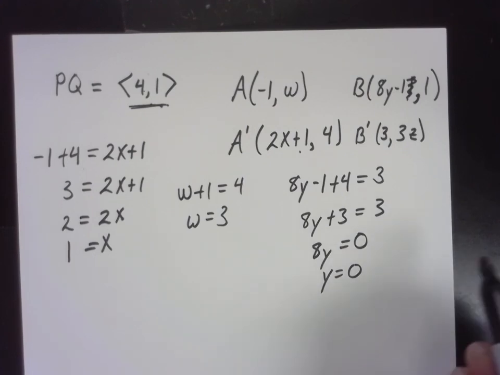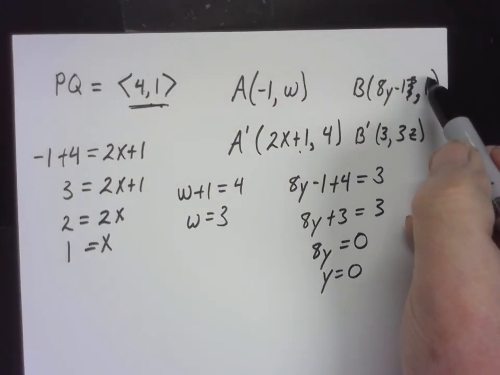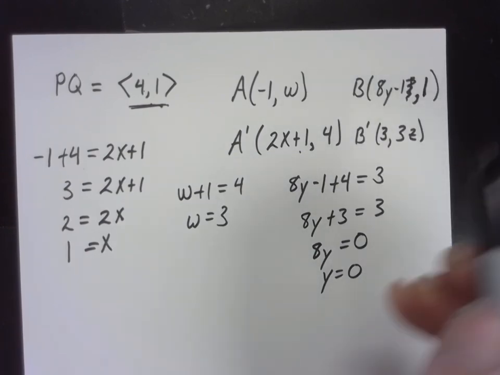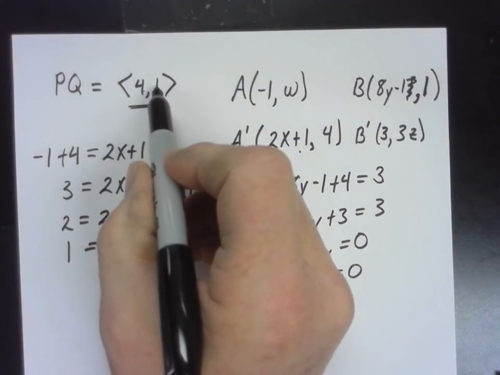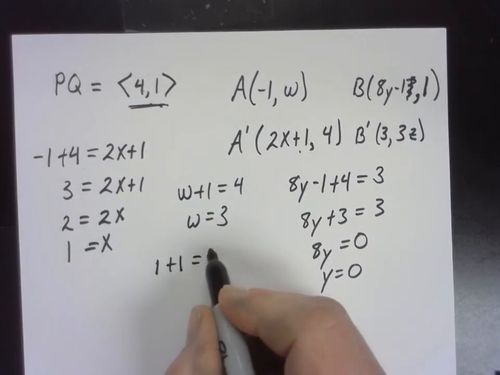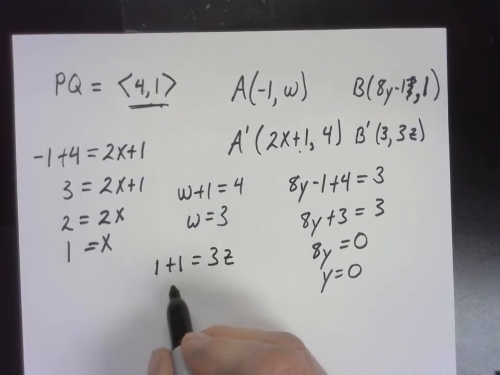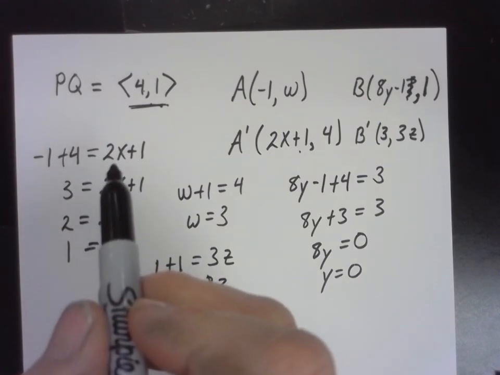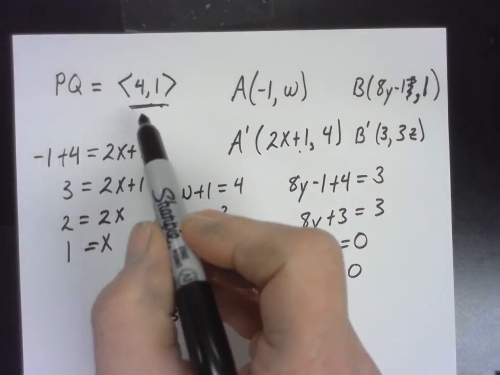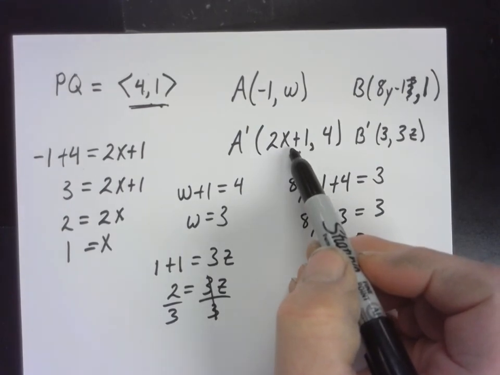And then, finally, the y coordinate here is a 1. And we're going to add 1. That's our mapping function for the y's. And we're going to end up at 3z. And so 2 equals 3 times z. And I think we can just divide both sides by 3. And z equals 2/3. So we're just making equations based on where we're starting and then what we're doing to the x coordinate and where we're ending up. And the same thing with the y coordinate.